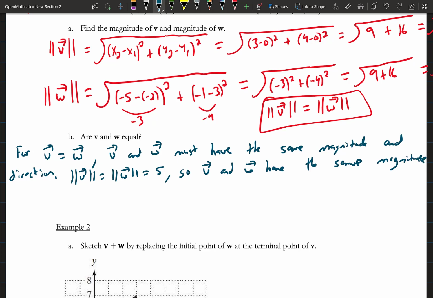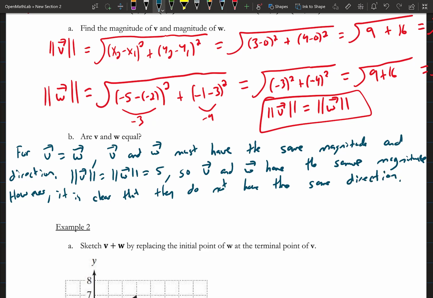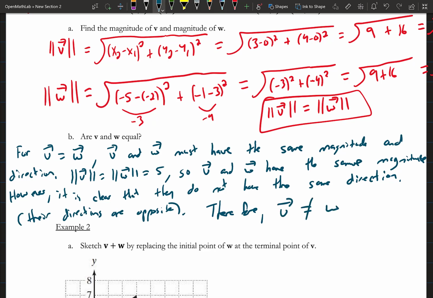However, it is clear that they do not have the same direction. It's clear because their directions are opposite. Therefore, vector V is not equal to vector W.